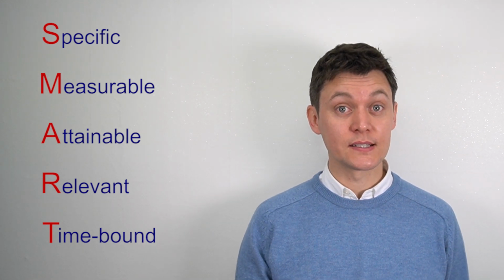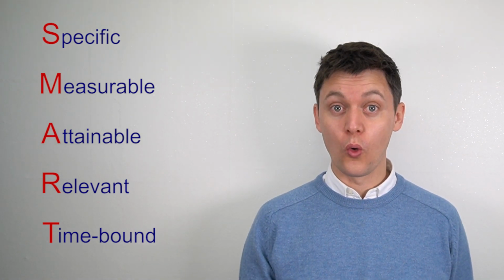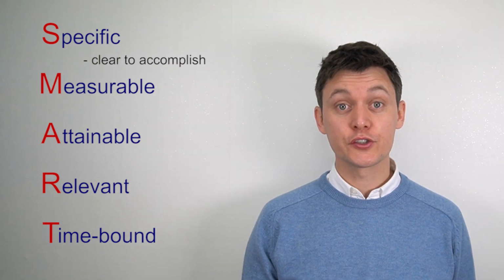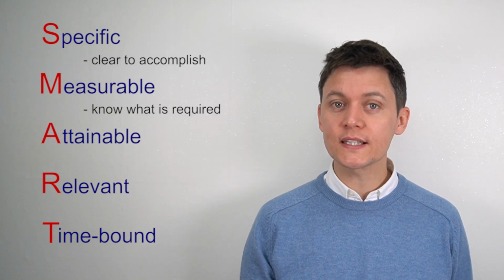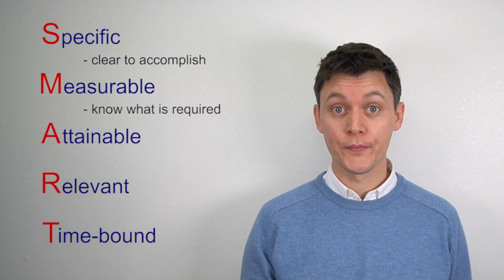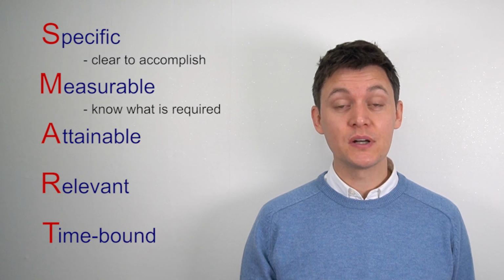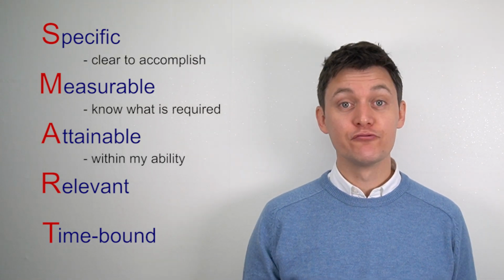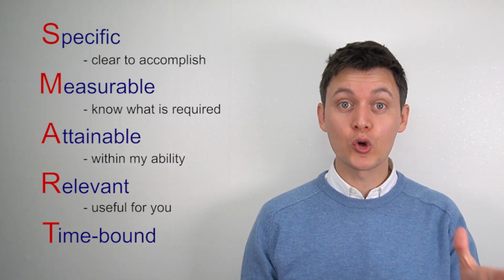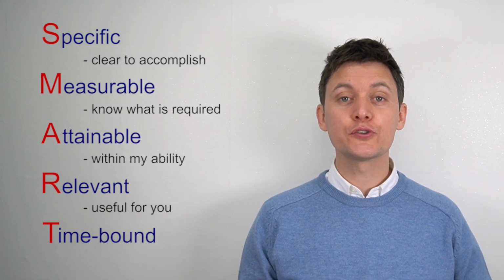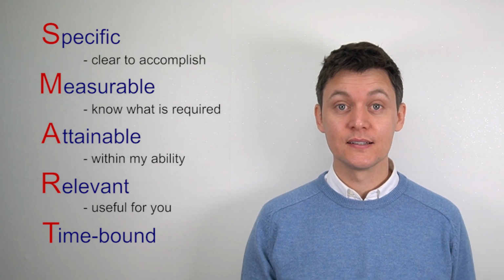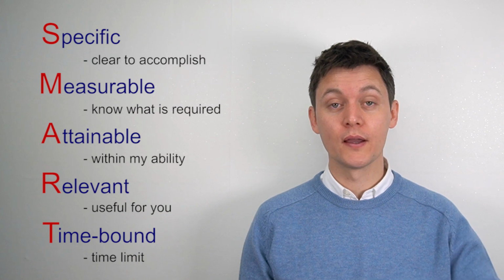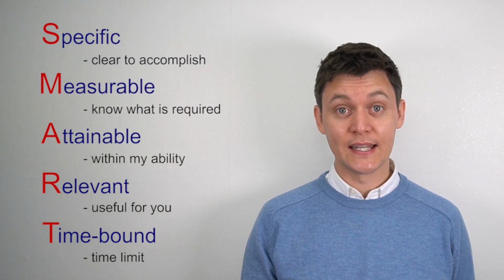Starting with the first letter, specific, this means that the goal must be well defined and clear to accomplish. To be measurable, you must know what is required to reach the goal. To be attainable, it must be within our ability. We must be able to do it. Relevant means that the goal must be important for you and allow you to achieve bigger things. And then finally, time-bound, you must set a time to achieve the goal. Understand how we can use this in English.